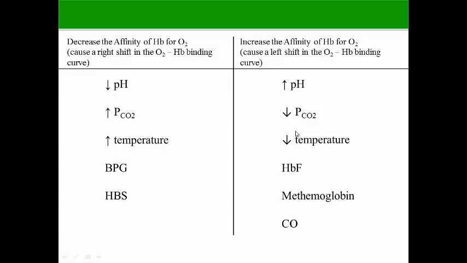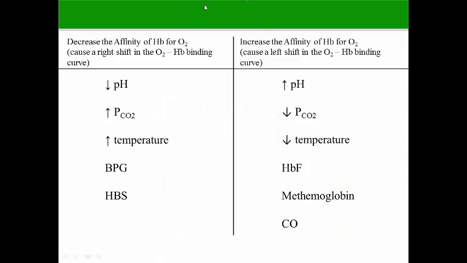Another thing is hemoglobin F. This is the fetal hemoglobin. This is the hemoglobin which is present in the fetus. Remember, the fetus gets his oxygen from the mother, from the hemoglobin of the mother. So the hemoglobin of the fetus should have higher affinity for oxygen to get oxygen from the hemoglobin of the mother. Another cause for the increased affinity of hemoglobin for oxygen is methemoglobin, and when we have carbon monoxide poisoning.